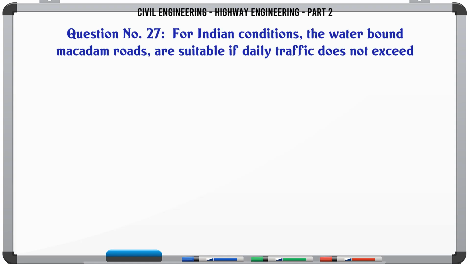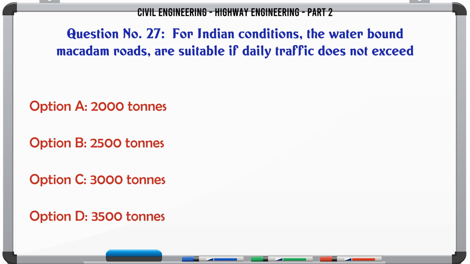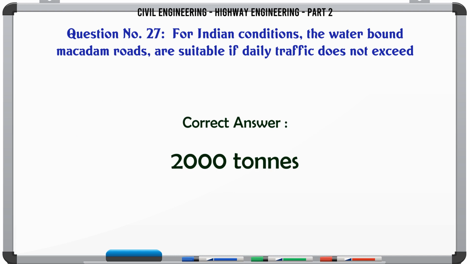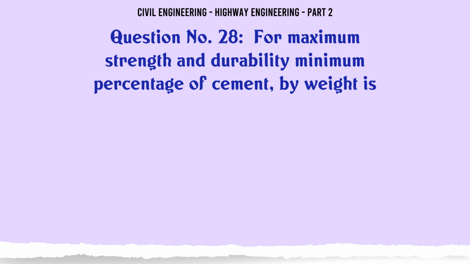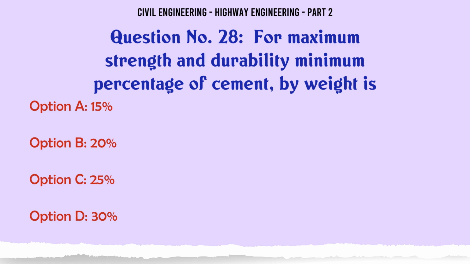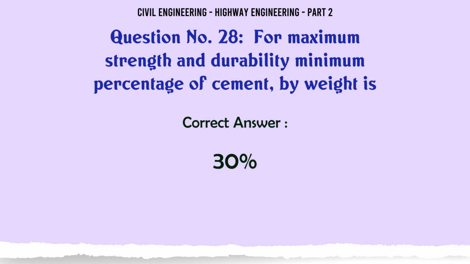For Indian conditions, the water-bound macadam roads are suitable if daily traffic does not exceed A. 2000 tons, B. 2500 tons, C. 3000 tons, D. 3500 tons. The correct answer is 2000 tons. For maximum strength and durability, minimum percentage of cement by weight is A. 15, B. 20, C. 25, D. 30. The correct answer is 30.